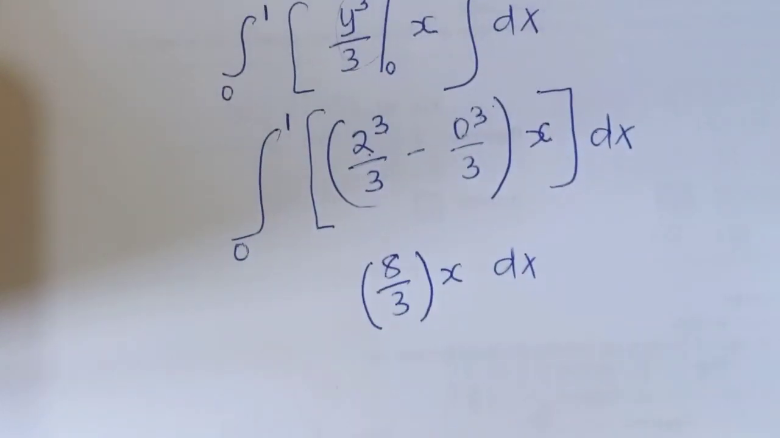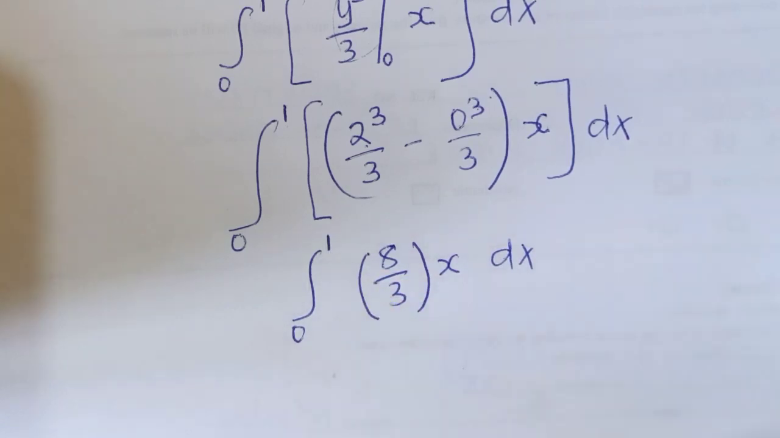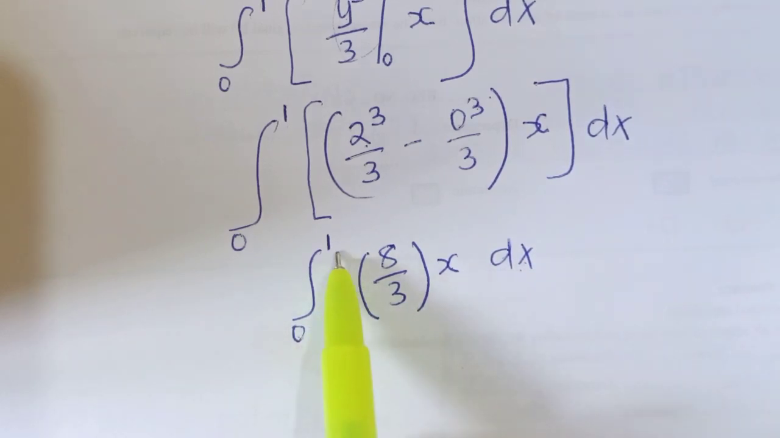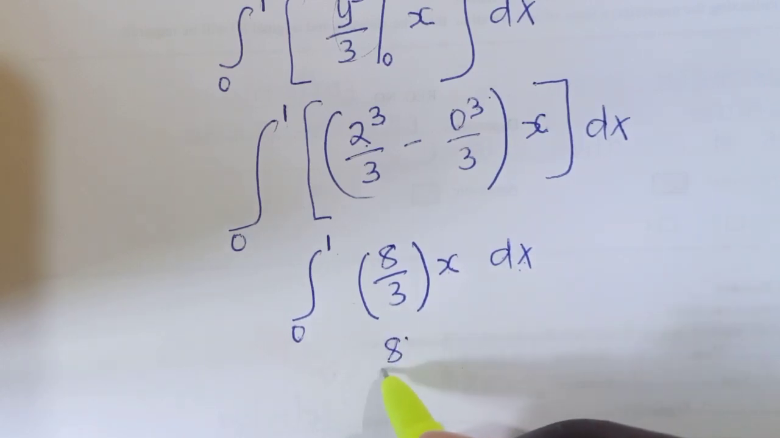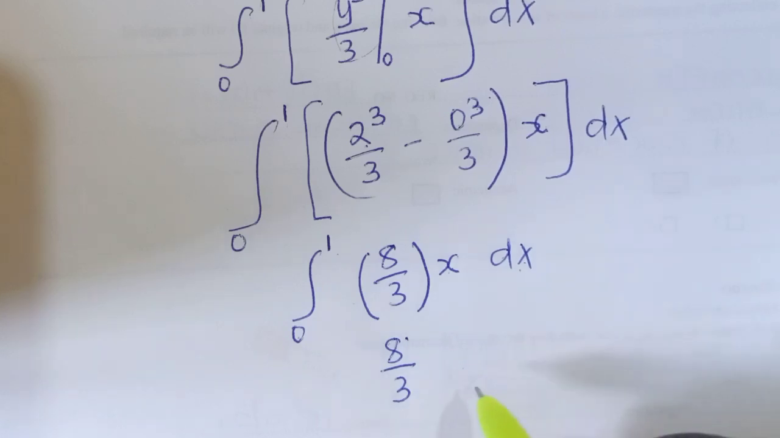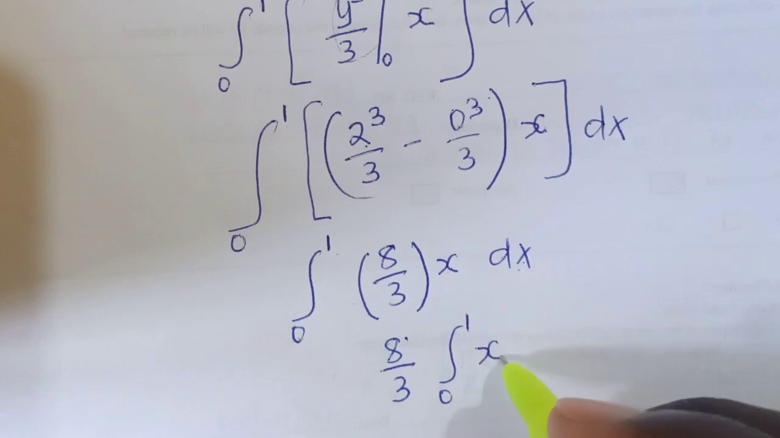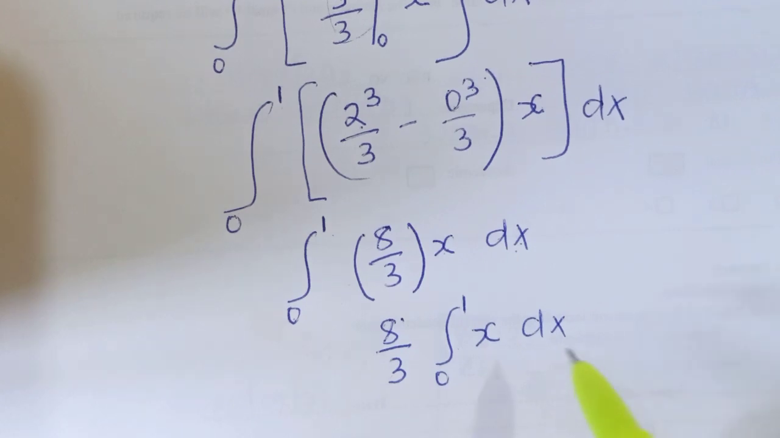Then I will have the integral from 0 to 1 here. Now, I will also integrate this with respect to x. I will integrate 8 over 3 x with respect to x from 0 to 1. If I integrate this, 8 over 3 is a constant, so I will put it outside the integral sign. Then I will have the integral from 0 to 1 of x with respect to x.